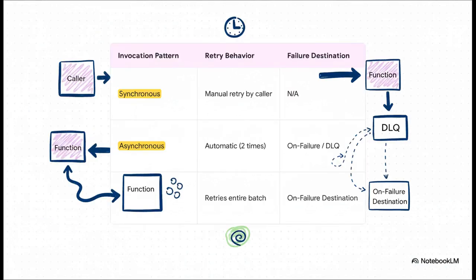So here's just a quick cheat sheet to recap what we've learned about error handling. Synchronous calls, it's all on you. You have to build the retry logic. Asynchronous, Lambda's got your back with automatic retries. And for those event sources from streams, it's even more robust. Lambda will retry the entire batch of records over and over until it works, or the data gets too old. It's designed to not lose your data.